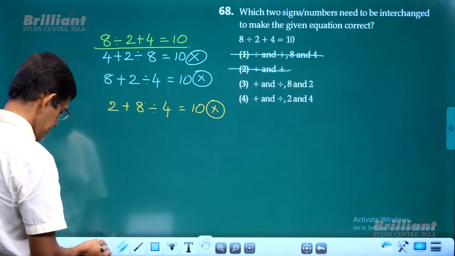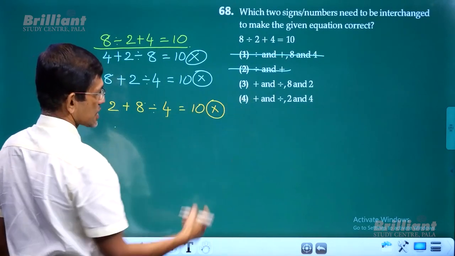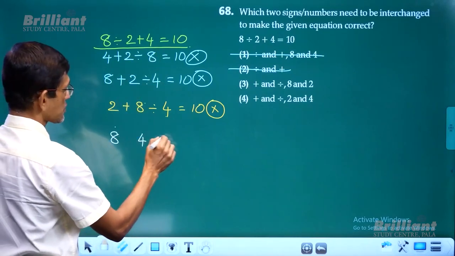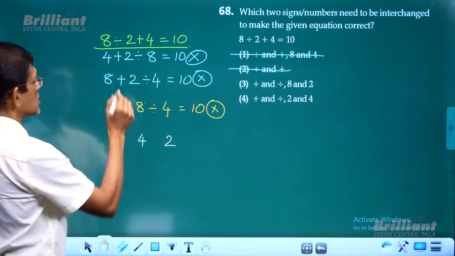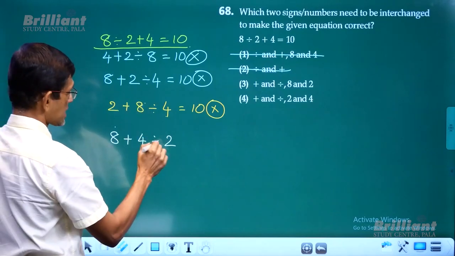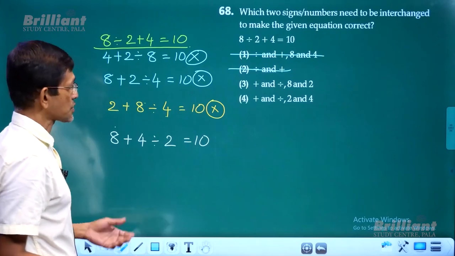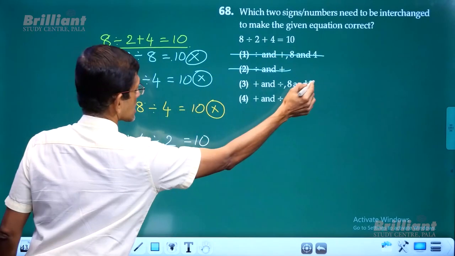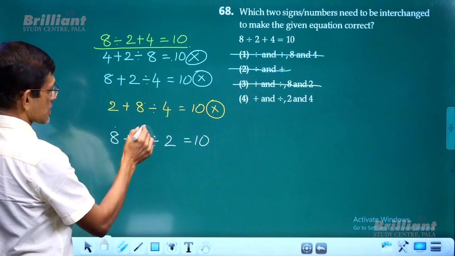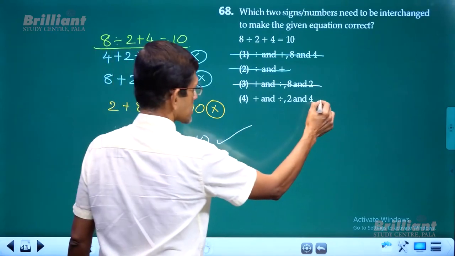Now we'll try the last one. Here we have to change the symbols and the numbers as well. 2 and 4 must be interchanged, 8 as it is, no change. And the symbols plus and divided by: instead of divided by, we'll have plus, and instead of plus, we'll have divided by. That's equal to 10. Naturally, this is going to be the answer because we don't have any other answer choice. The first, second and third answer choices are not correct, so 4 is going to be the answer. But anyway, we'll check it out. Here, 4 by 2 is 2. So 8 plus 2 is what? 10. Correct. So the last answer choice is the correct answer.